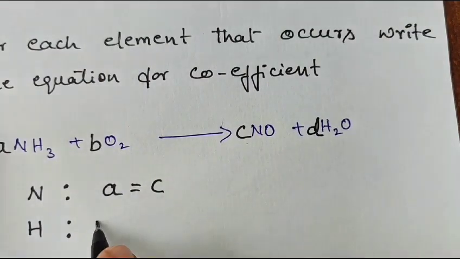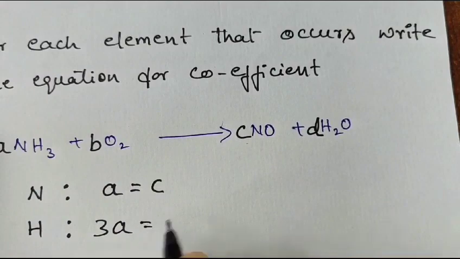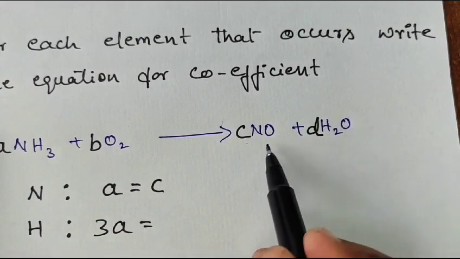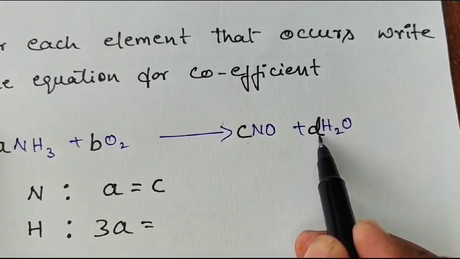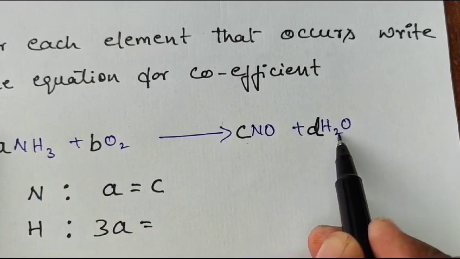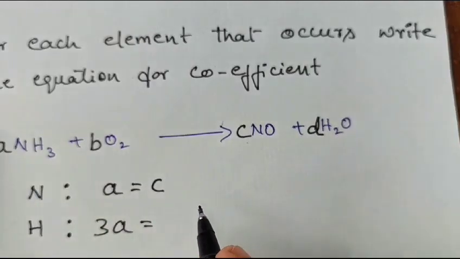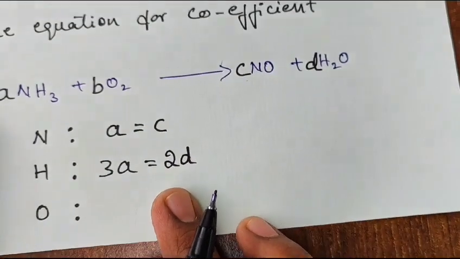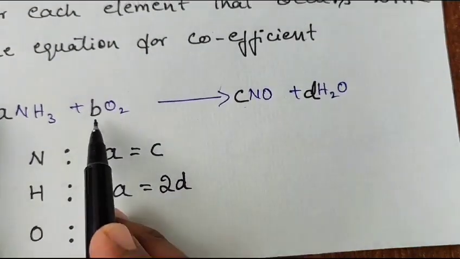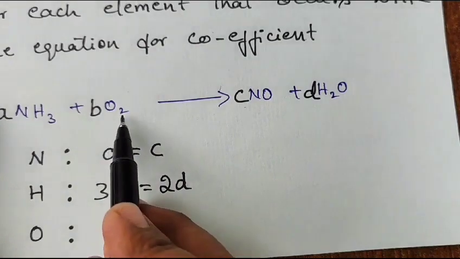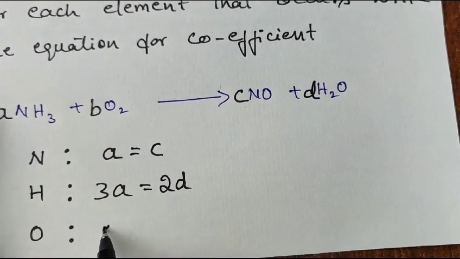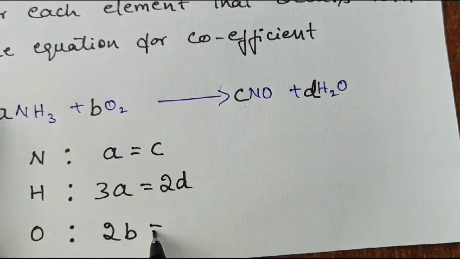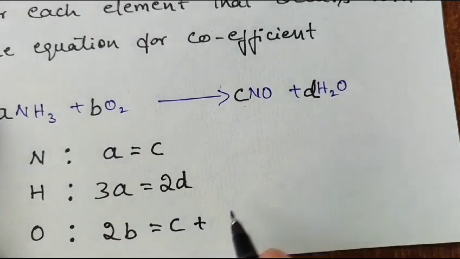How many hydrogens are there? 3. That is 3A. On the product side, for the hydrogen, the coefficient is D. How many hydrogens are there? There are 2 hydrogens. Then it is 2D. At the same time, for the oxygen, the coefficient is B. How many oxygens are there? 2. That is 2B. That is equivalent to oxygen on the product side, which is C plus D.